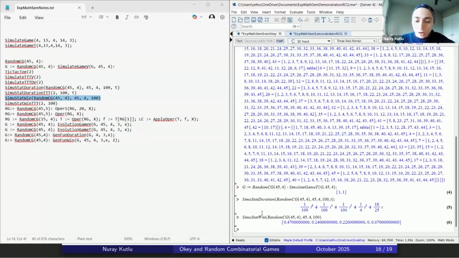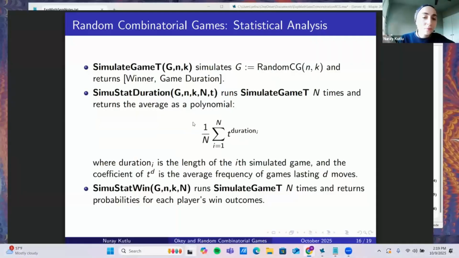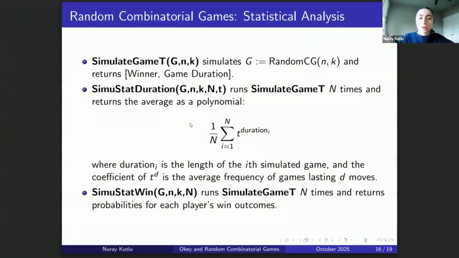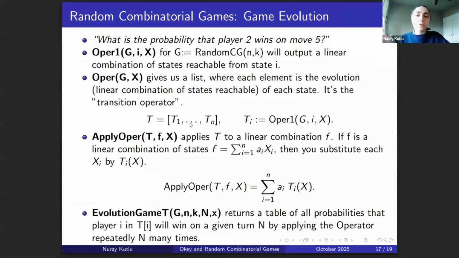Okay, so 47% of the time it results in a tie, and then 24% player 1 wins, at least for this random combinatorial game. And we can find different statistics using the simulation function. Okay, so now let's move on to game evolution.